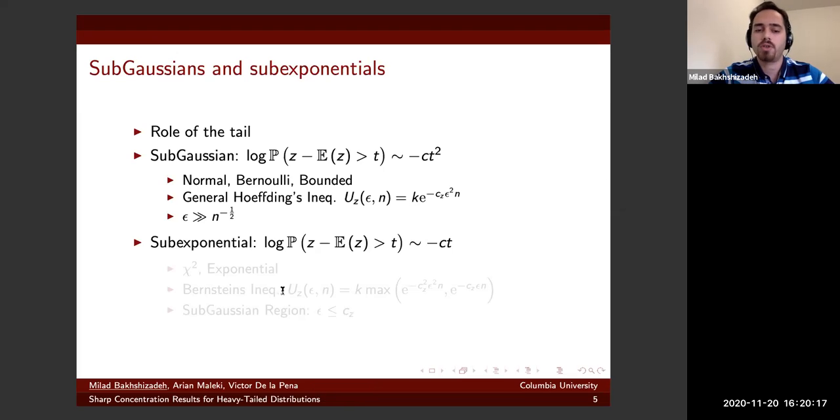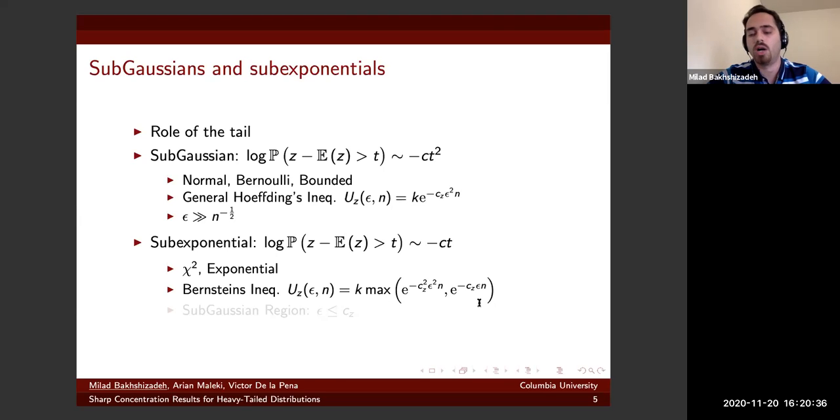The same story happens for subexponential random variables, whose log tail is like a linear function. Chi-square distribution and exponential distribution are examples of this class, for which there is a Bernstein inequality. Due to Bernstein, we can have the upper bound as a worst case of two terms. The first term is exactly what we had for the subGaussian class, and the other one is something similar to the tail of individual summands in our sum. What I want to point out is that in this inequality, we see two regions. For small epsilons, we see a Gaussian behavior, and this is actually because of the central limit theorem. This is going to be eventually Gaussian, but for large deviations, we see something similar to the individual tail of our summands.